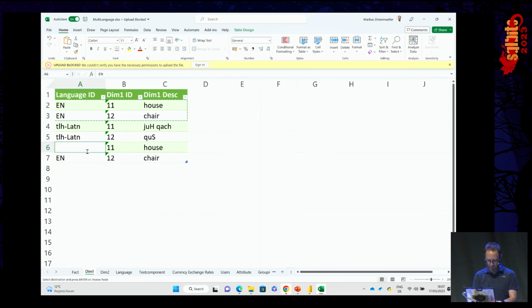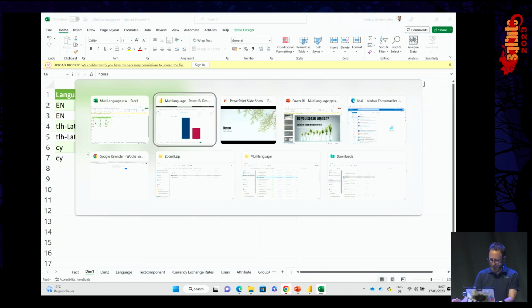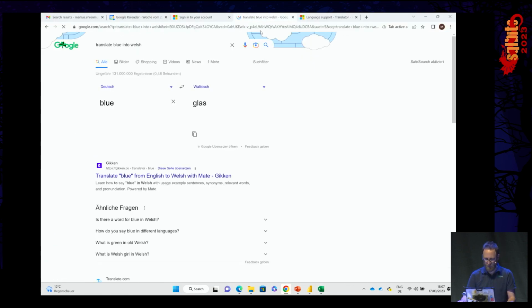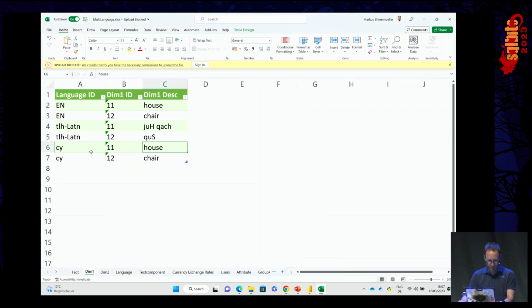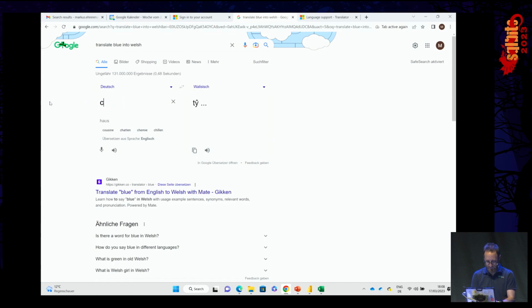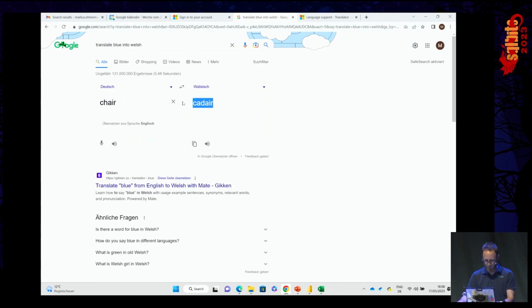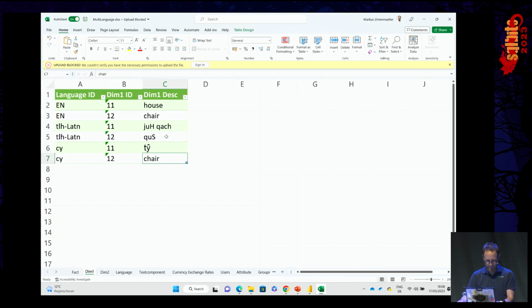And then I want to translate this to Welsh, and I think Welsh is CY, right? And then I have to look this up. I don't speak any Welsh. If you want to help me, it would not help me because I'm sure I cannot write it down, so I will just look up here. So we have the house, and this should be house in Welsh, right? Don't even try to pronounce this. And then we have the chair, which is almost chair, right? And if I'm wrong, I don't want to insult anybody here.